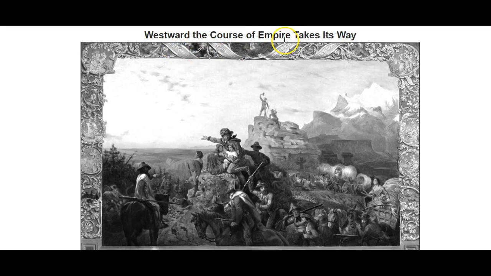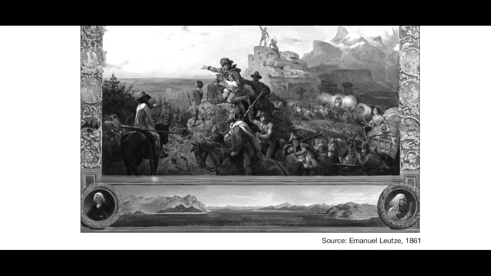The westward course of empire takes its way, like they have a right to this somehow, that this is something that they have a duty or a destiny for. Okay, so there's the picture. And 1861, we see the date down there. The guy who painted it was this Emanuel Leutze. It's a German name. 1861, okay, great. That's just the start of the Civil War, middle of the 1800s.